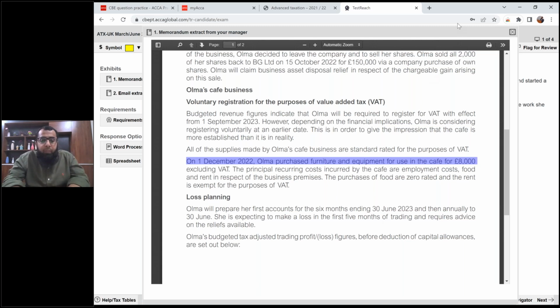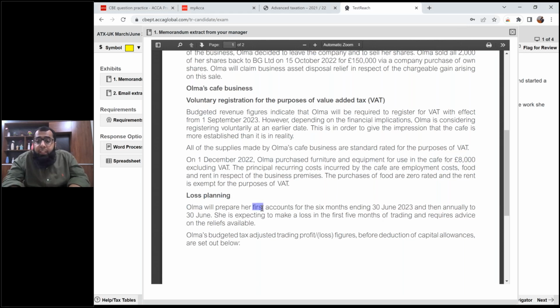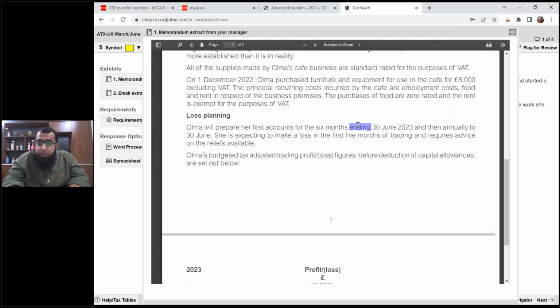Loss planning. Alma will prepare her first accounts for the 6 months ending 30th June 2023 and then annually to 30th June. She is expected to make a loss in the first 5 months of the trade and requires advice on the reliefs available.